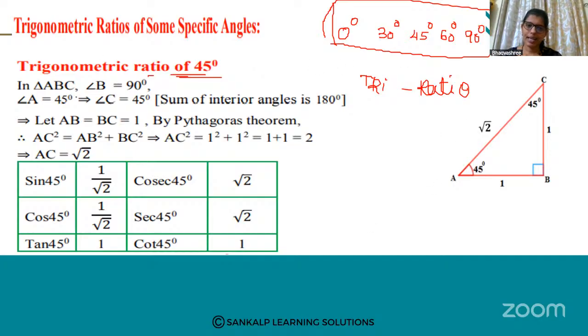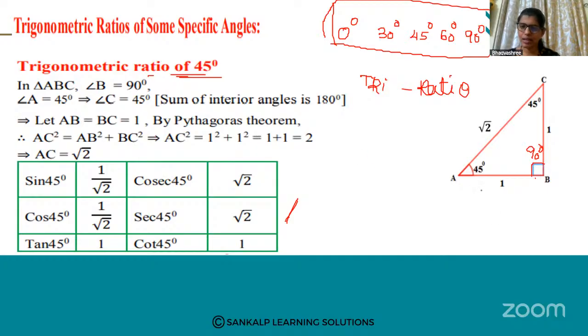See, in triangle ABC, here at point B 90 degree is there. Nobody will ask the derivation, but our values are important. This chart is very, very important. We need this chart. So now, this one is 90 degree, so angle A is 45 degree and angle C is 45 degree. Now we are writing the ratios for 45 degree.